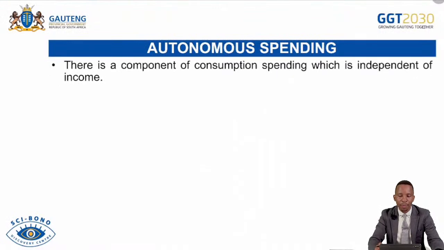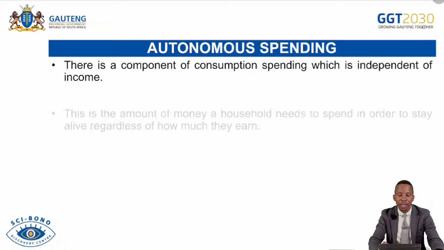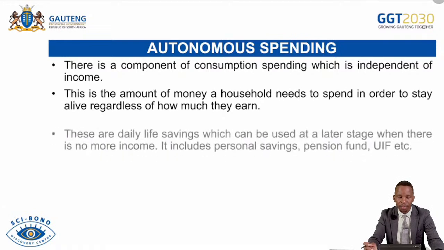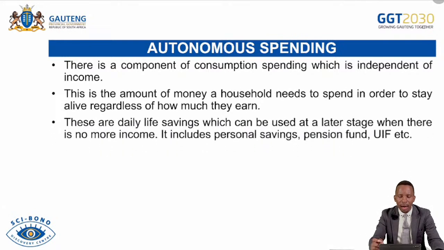And then autonomous spending, in this case, we talk about spending that is independent of income. So meaning people can even spend even if they don't receive income because they might be using their savings. And then these are daily life savings which can be used at a later stage, such as pension savings or UIF.